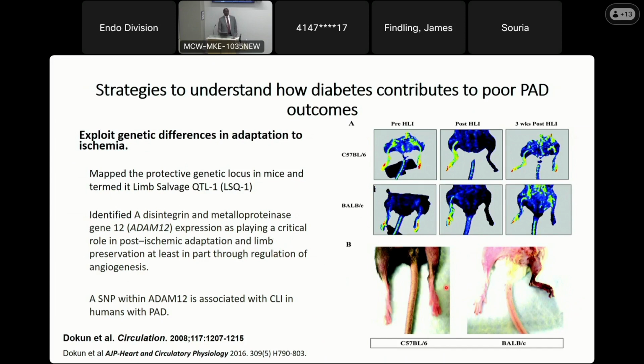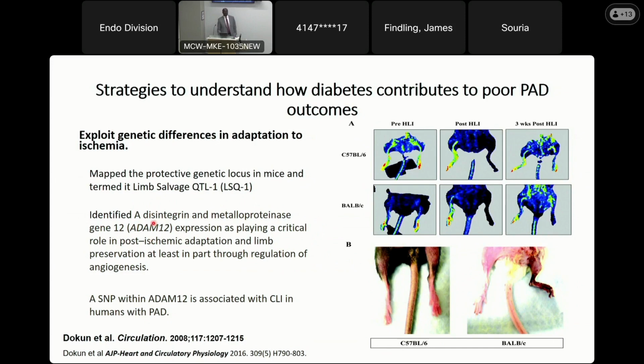So using these two strains, we did classic genetics. We crossed the two generator F1s, backcrossed those two, the B6, the BALB/c strain, generator N2s, did a classic genetic mapping and identified a genetic locus, or QTL, that we termed the limb salvage QTL1, located on chromosome 7. Within that locus, there are several genes that we identified as potentially contributing to the ability of the B6 mouse to adapt well to the ischemic injury.